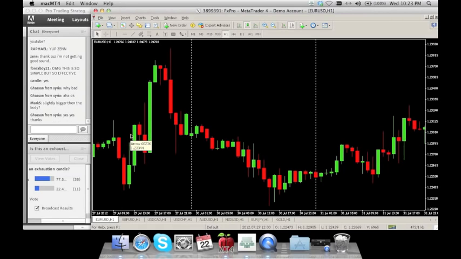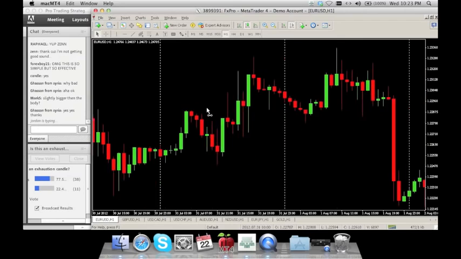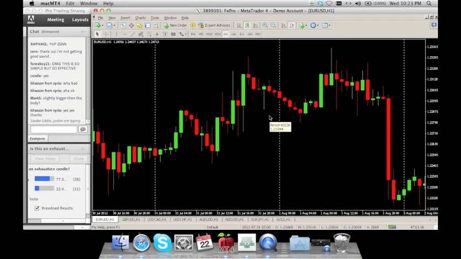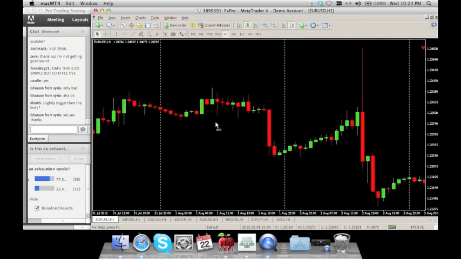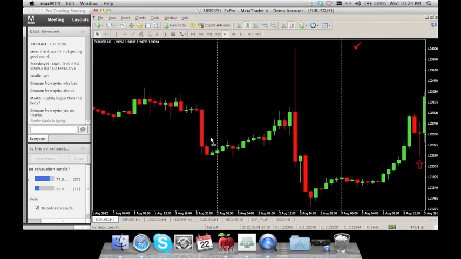Okay? So, basically, whenever you have doubt of the exhaustion candle, don't trade it. Okay, rule of thumb. If you have doubt, don't touch it. Okay, even if you are uncertain by 0.5%, don't touch it. Leave it alone. Wait for the next one.